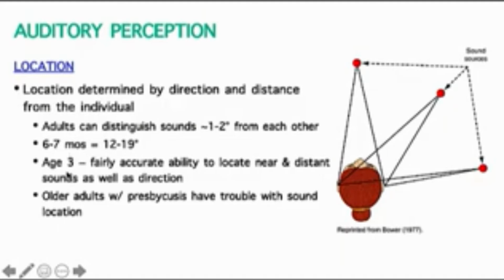By age 3, you have a fairly accurate ability to locate near and distant sounds as well as direction. So if we had this red dot and it was closer to us, we would still be able to distinguish that sound was closer versus further away by about age 3, compared to direction, which we might have a sound from right in front of us to a sound to the side of us. Okay. Older adults with presbycusis have trouble with sound location.